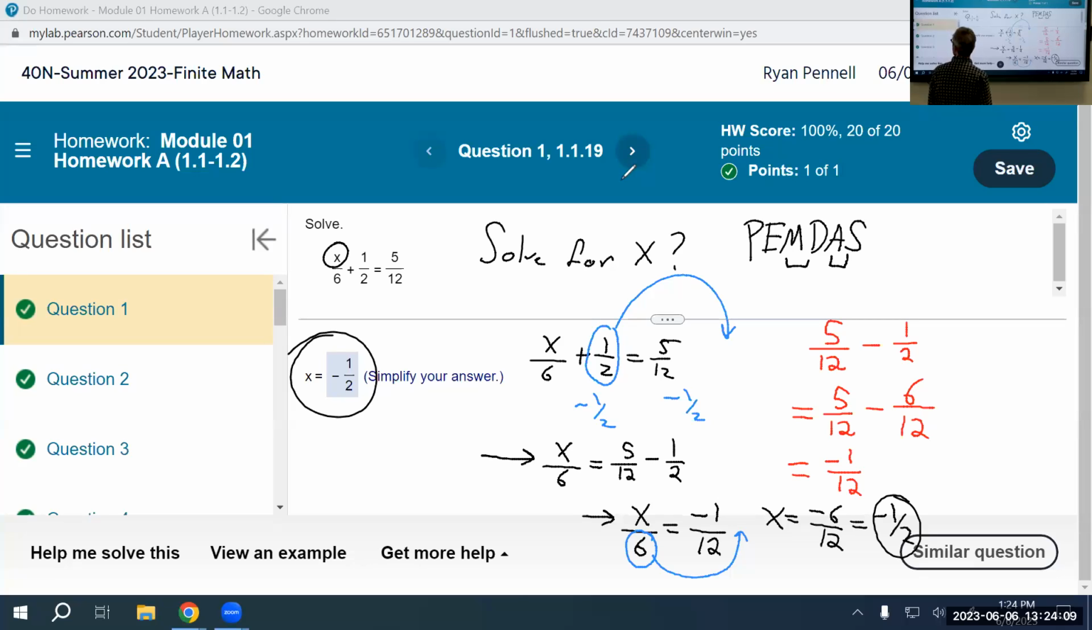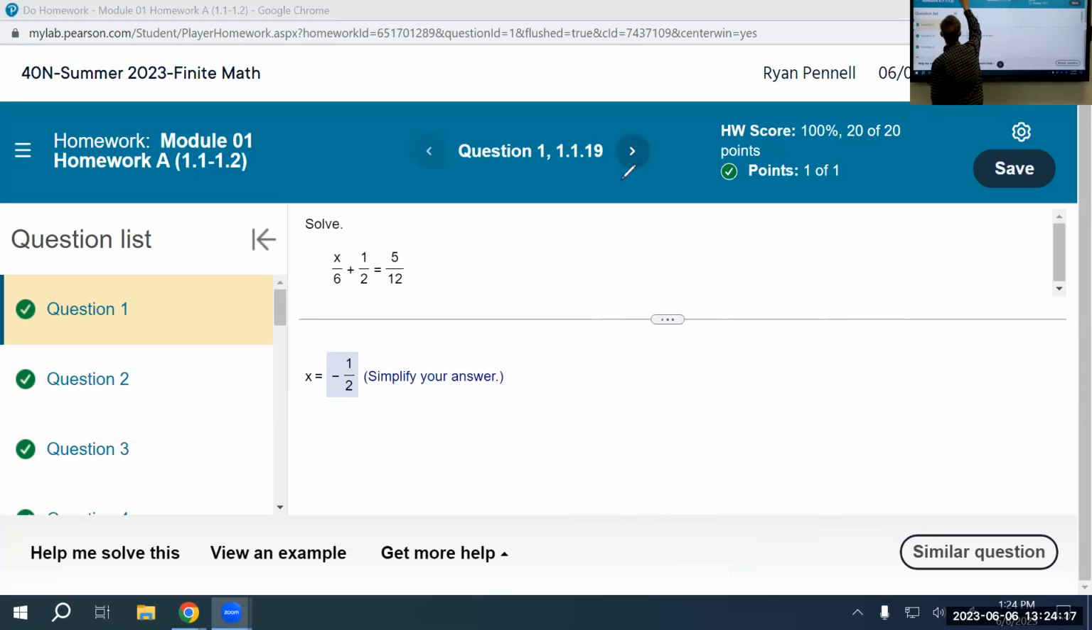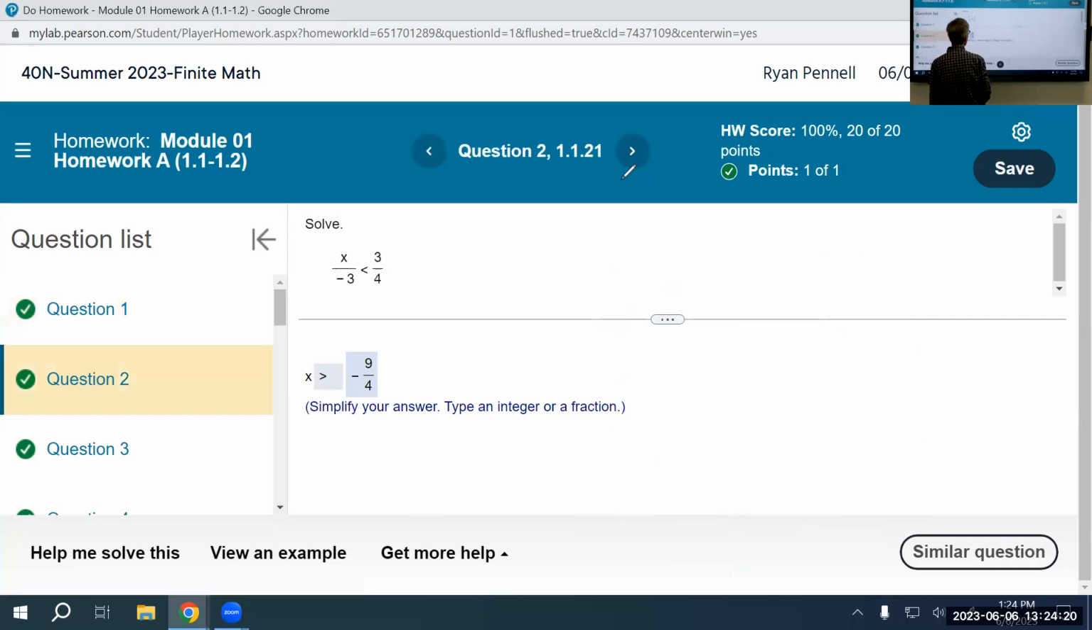Well, I'm going to clear the screen unless there's any questions. I probably won't have time to do every question, but I'm going to do at least the first chunk here.